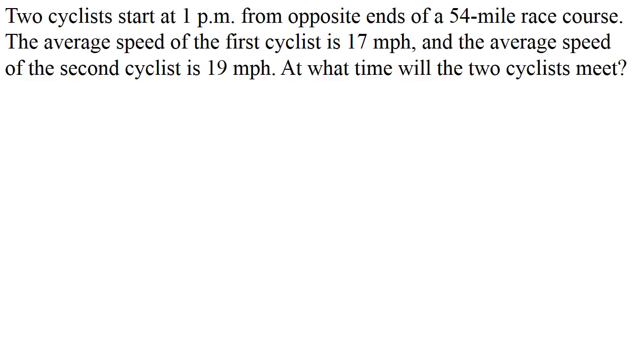Alright, so let's look at this problem. Two cyclists start at 1 p.m. from opposite ends of a 54-mile racetrack. The average speed of the first cyclist is 17 miles per hour. The average speed of the second cyclist is 19 miles per hour. At what time will the two cyclists meet?